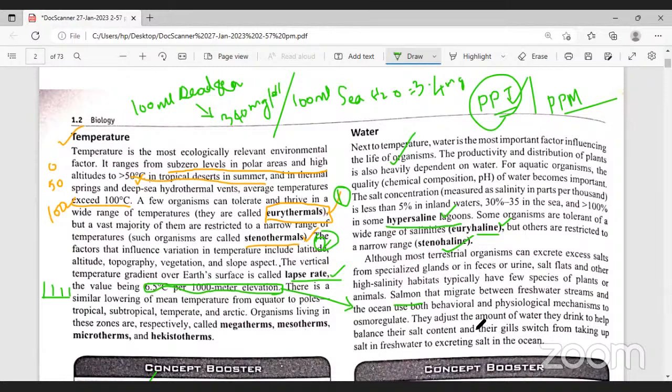These are the two things. I already told you, this is the difference between the sea water and the fresh water, how it will behave. They adjust the amount of water they drink to help balance their salt content, and their gills switch from taking up salt in the fresh water to excreting the salt in the ocean. So that is the difference between the two.